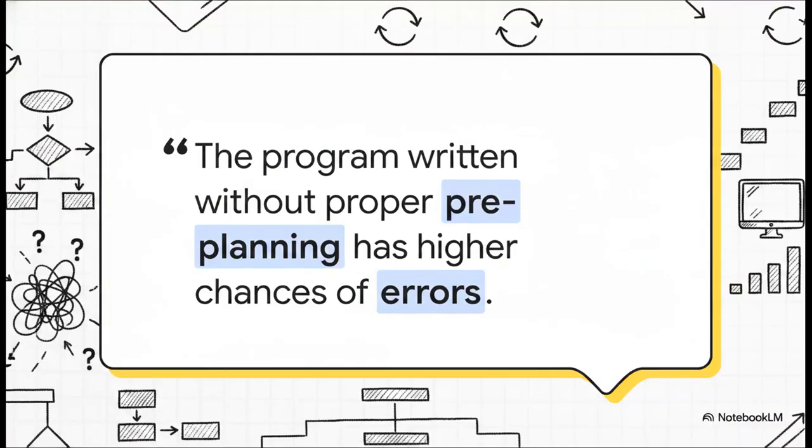All right, moving right into section 1, the power of pre-planning, why we plan first. So here's the fundamental why behind everything we're doing today. The university manual puts it perfectly. The program written without proper pre-planning has higher chances of errors. It is so incredibly tempting to just open up your code editor and start typing. We've all been there, but honestly, skipping the planning phase is just a one-way ticket to chaos. Algorithms and flowcharts are these amazing tools that clarify every single step before you even touch a programming language.